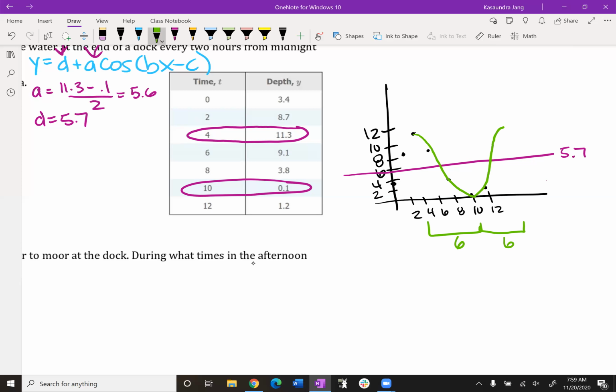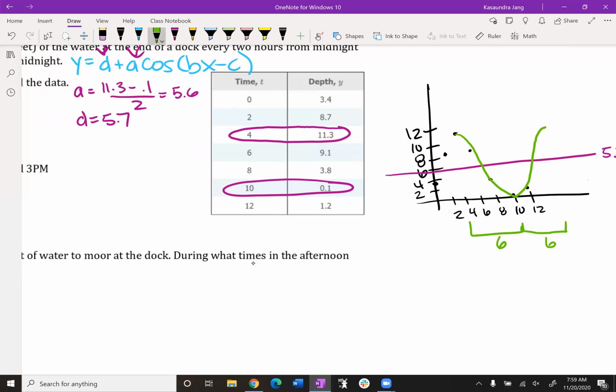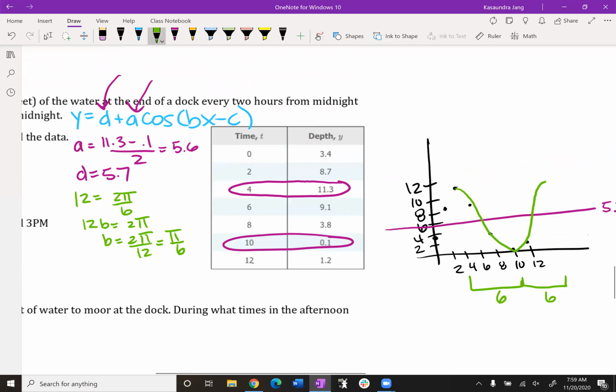Okay, so now that I know I've got 12 for the period, I know that the period, in our case 12, equals 2 pi over b. So I'm going to solve for that b. I'm going to multiply the b to the other side and divide by 12, which if I reduce this, I get pi over 6. Okay, so I just found the b.